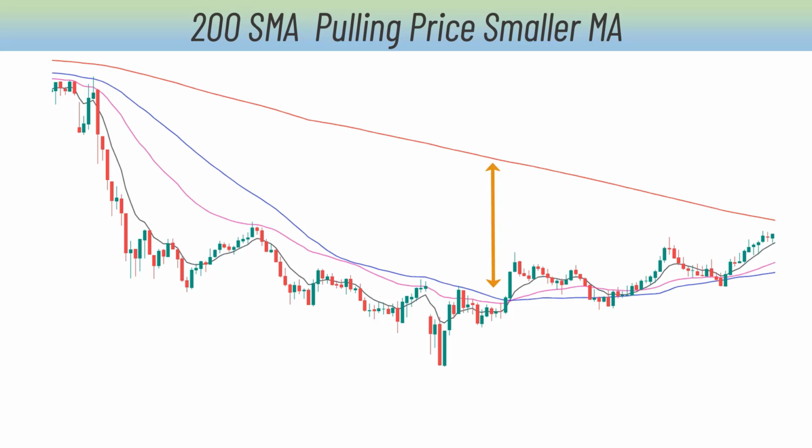So in that case also, we can see that the 200 days moving average, which is a simple moving average, is acting as a strong magnet and pulling back the smaller moving averages and also the price towards it. So, this is what the magnetic effect of the moving averages is.